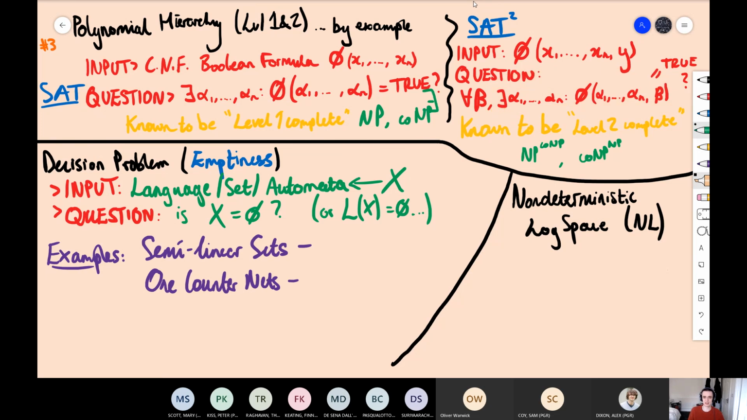You can then append more quantifiers to go further up the layers. I hope this is fairly clear. Level 2 can be described by these complexity classes. So this is NP to the co-NP, and this other one's co-NP to the NP. This notation, I'm going to very informally mention, means your problem can be solved in NP time with access to a co-NP oracle. And alternatively, the same thing the other way around: co-NP to the NP is a co-NP problem with access to an NP oracle.